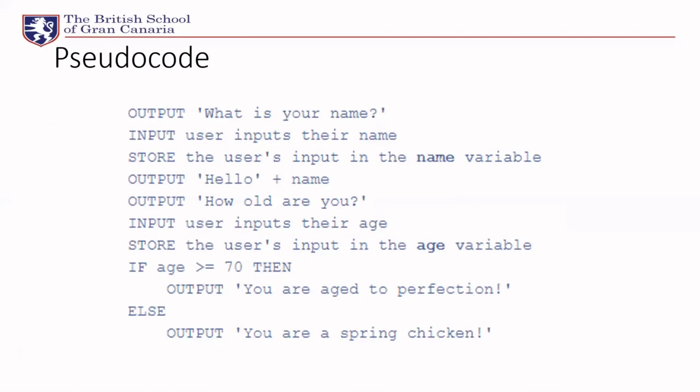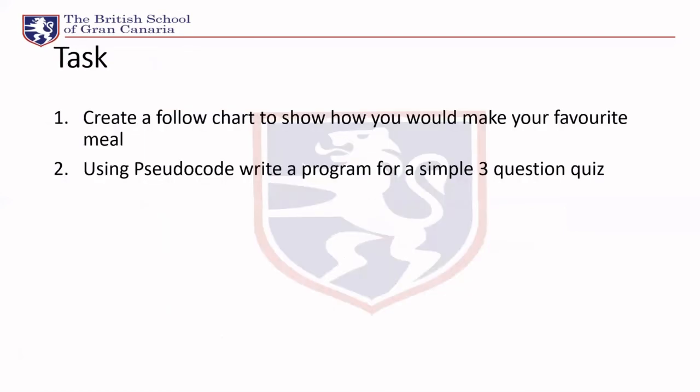Okay, so now what you're going to do is create a flow chart to show how you would make your favorite meal. Okay, so whatever your favorite meal is, whether your favorite meal is papas arrugadas, how do you make it? If your favorite meal is tortilla, how do you make it? And then also the next one is using pseudocode, write a program for 3 simple questions.